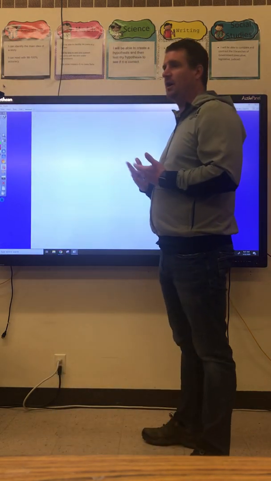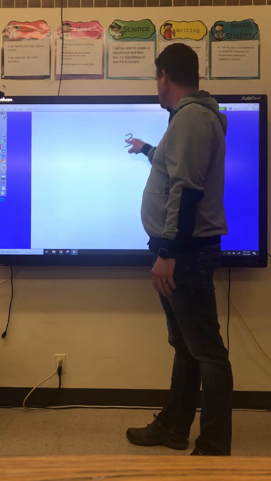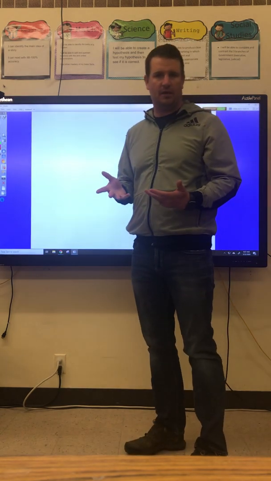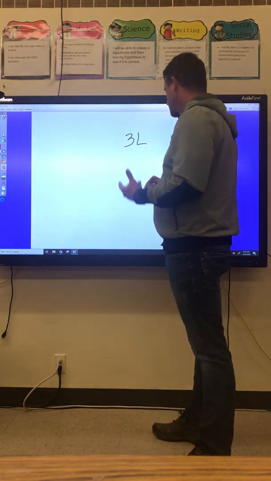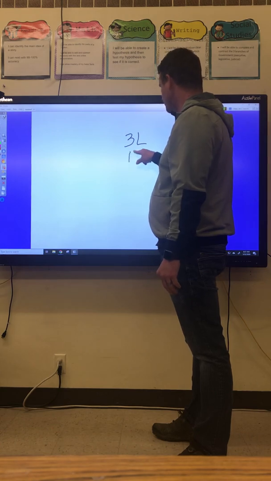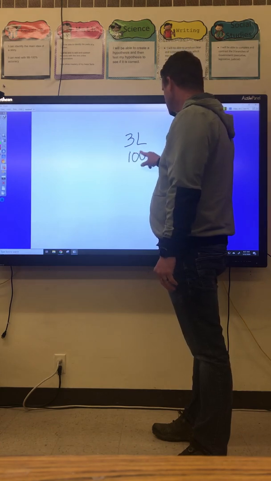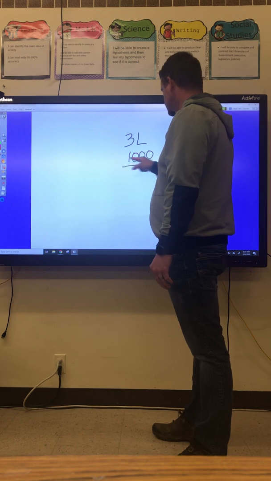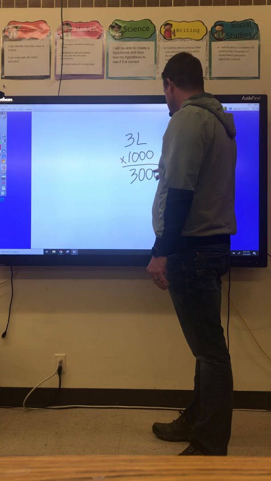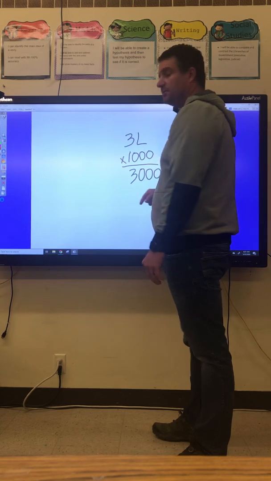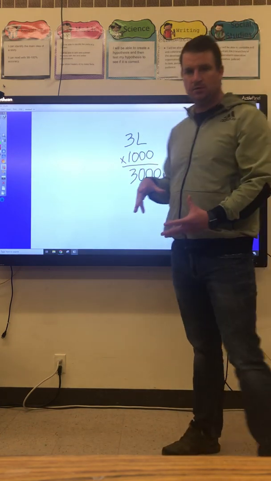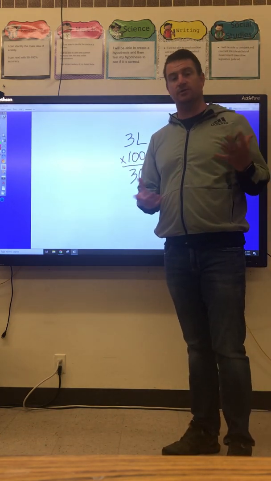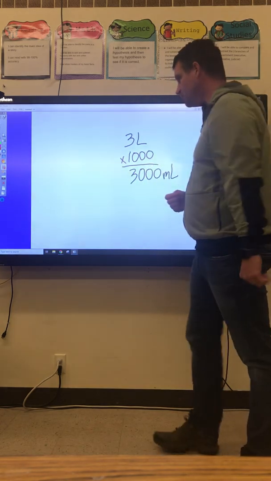So we have 3 liters. I want to know how many milliliters are in that. So again, when we go from bigger to smaller, it gets bigger. So we have to times it by 1,000 milliliters. And so we know 3 times 1,000 is 3,000 milliliters. So again, if you have a 2 liter of soda, you have 2,000 milliliters of soda. So pretty easy conversion, guys.